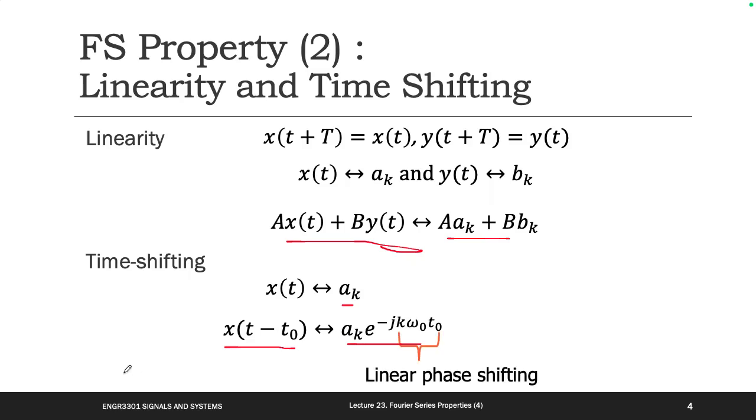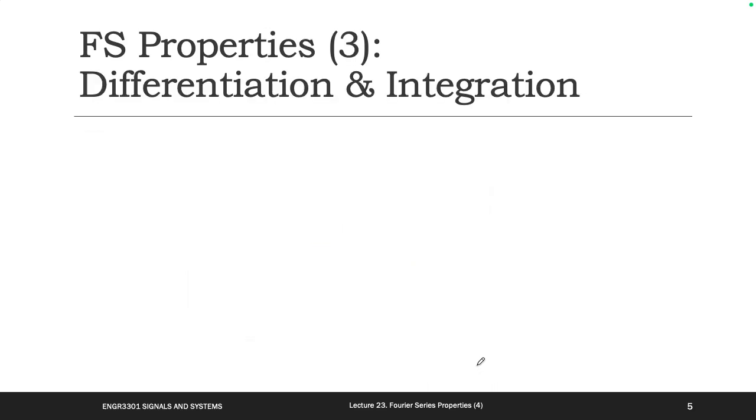We call this part the linear phase shift, because it is just related to the phase shift. We know that the coefficient a_k has two different parts: one is magnitude, the other is phase. Am I right? So this one is just doing a linear phase shift. Any questions?